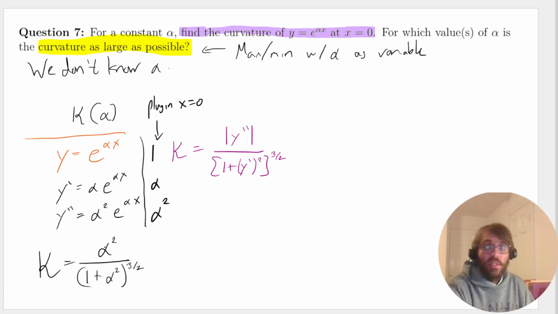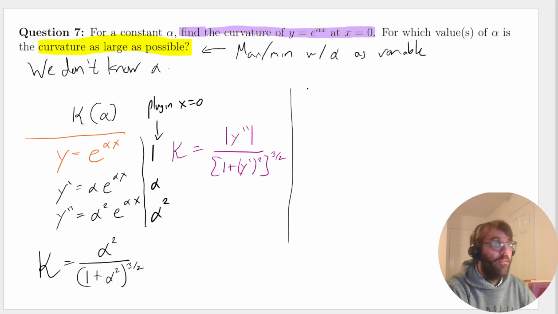Now, you can start just imagining which alphas you're going to use. When alpha equals 0, this function is actually just y equals 1, which is a constant straight line, which should have no curvature. A straight line doesn't curve, and that's what you get in the formula. When alpha equals 0, you're getting 0. Another thing I notice is that when alpha is, say, positive 2 or negative 2, you're going to get the same answer because you're always squaring alpha.